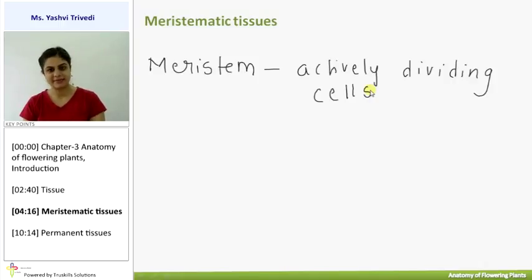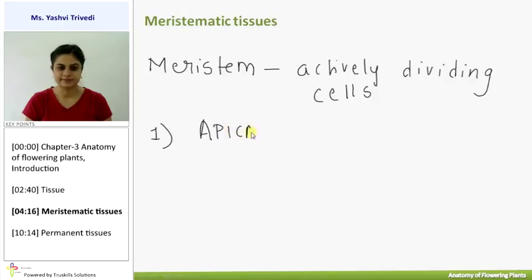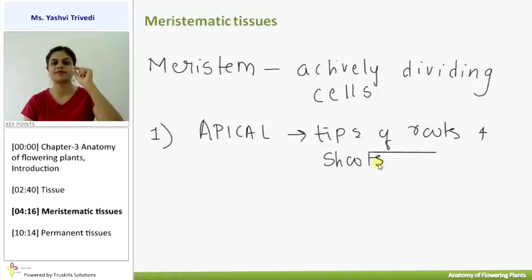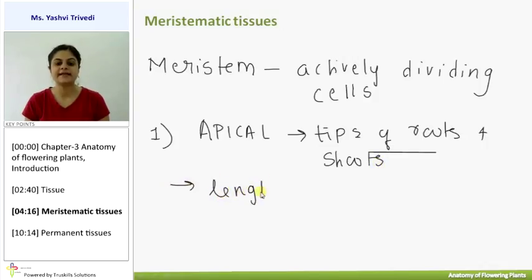Meristematic tissues, or I can say meristems, can be of two types. The first type of meristem is apical meristem. Now what are apical meristems? Let us see that. Those meristems which are present at the tips of roots and shoots. Roots are the underground part of the plant, shoots are the above ground part of the plant. So the meristems which are present at the tip of the roots and the shoots are said to be apical meristems. These meristems are mainly involved in increasing the length of the plant.